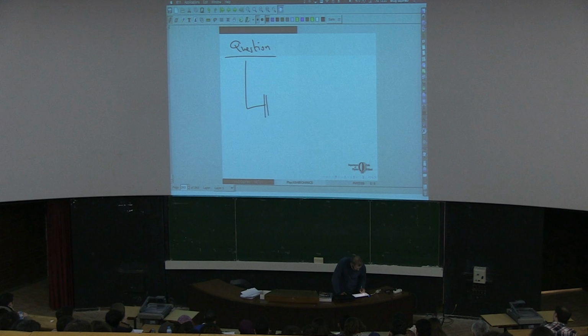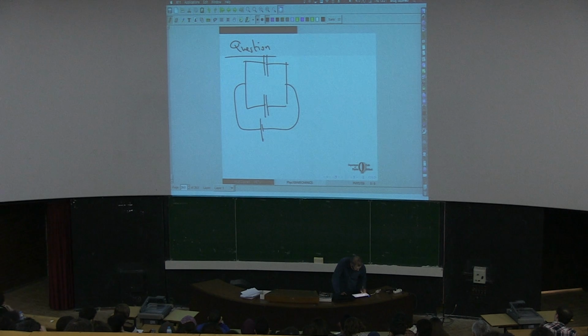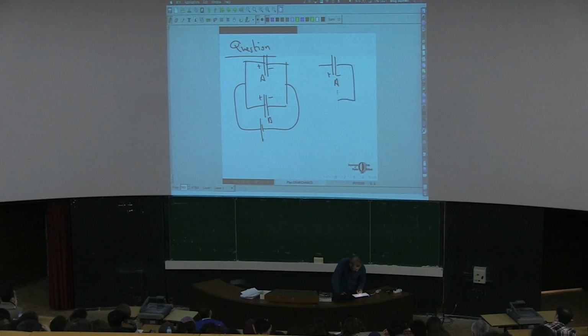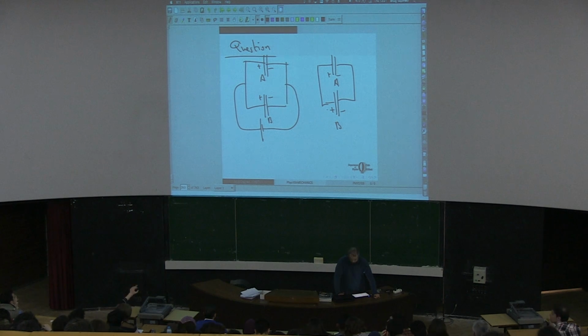Again, we have the same system. We connect them to a battery. A, B, positive, negative, positive, negative. So we bring them here. This is A, positive, negative. This is B, negative, positive. Uncharged.